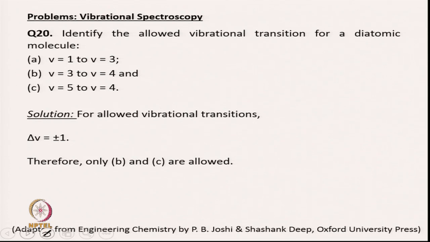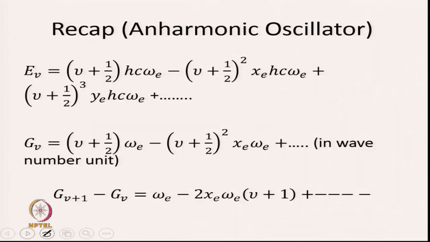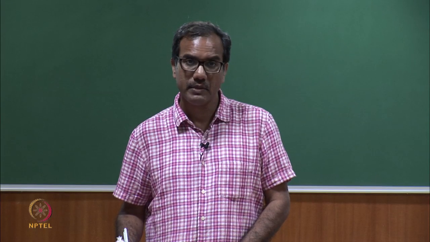Okay, so next question is identify the allowed vibrational transition for a diatomic molecule, and again this is based on selection rule. So, you know that for allowed vibrational transition delta V is plus minus 1, and so first is not allowed, second is allowed, third is allowed. In B it is delta V is equal to plus 1, and here delta V is equal to minus 1.